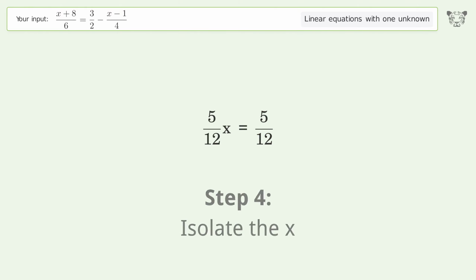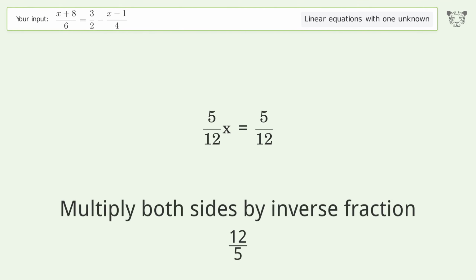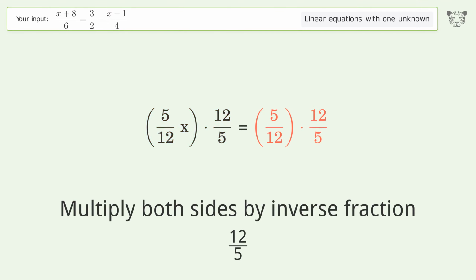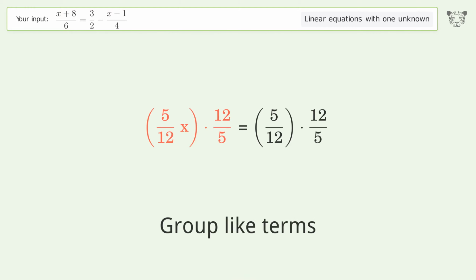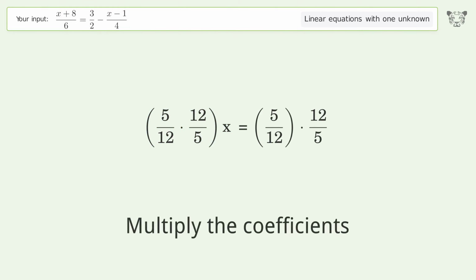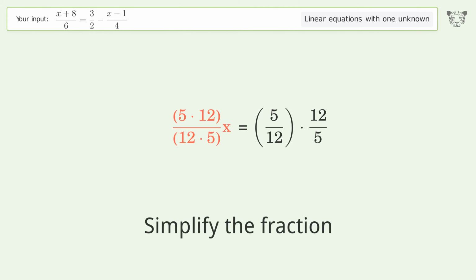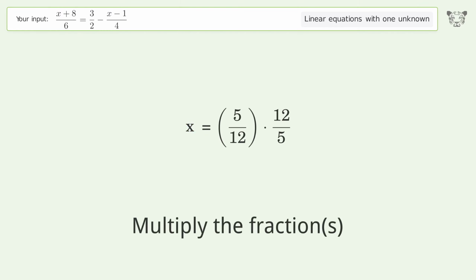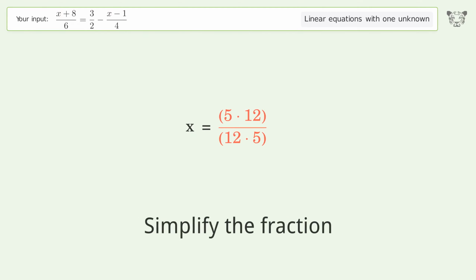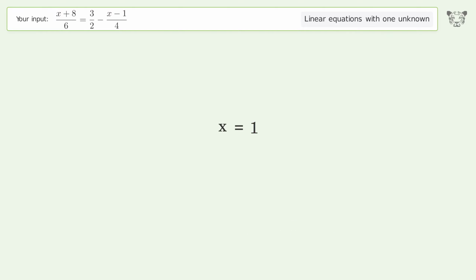Isolate the x. Multiply both sides by inverse fraction 12 over 5. Group like terms. Multiply the coefficients. Simplify the fraction. Multiply the fractions. Simplify the fraction. And so the final result is x equals 1.